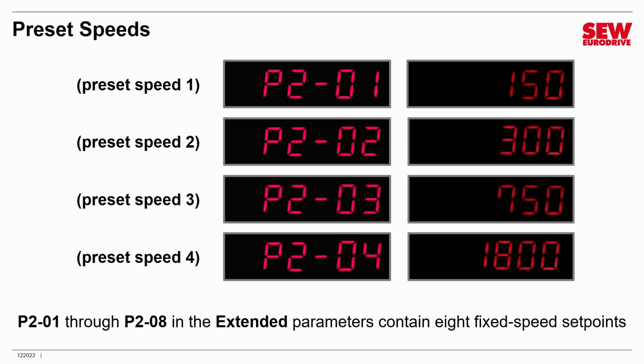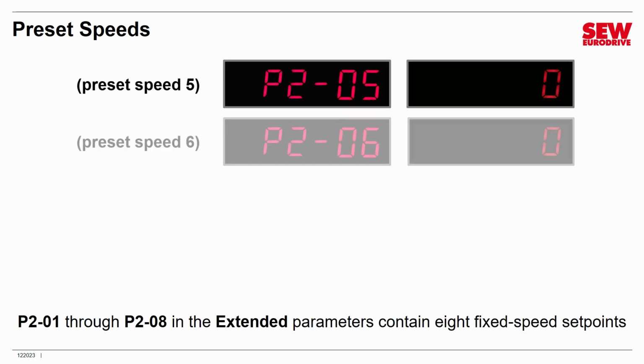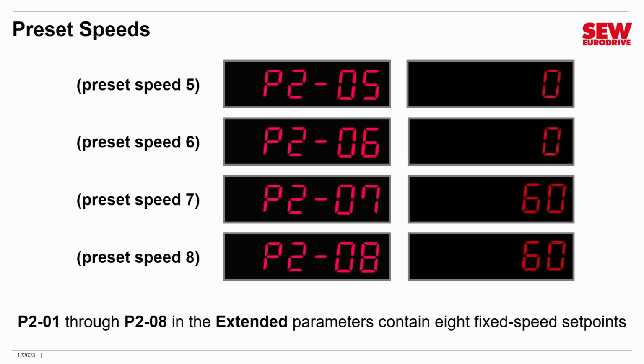Parameters 2-01, 2, 3, and 4. You can change these, of course, to anything you like within the motor's legal speed range. And then parameters 2-05, 06, 07, and 08 contain the other 4 fixed speed set points. So different variants may select from these 8 set points. Some only access a small selection of them, some can access all 8.